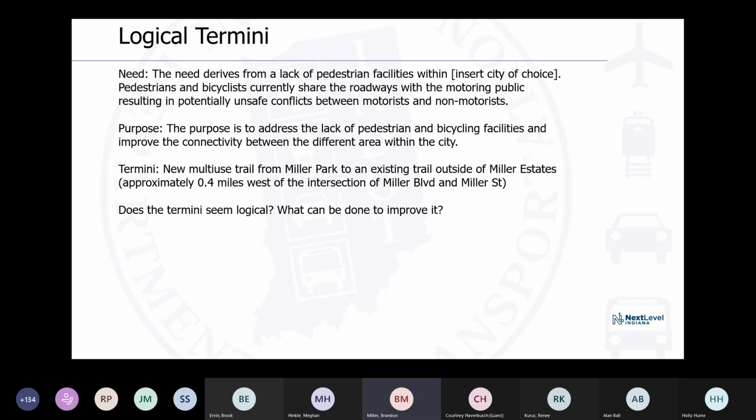And April, we'll get back to your question on the next part, which is independent utility. So logical termini. In this case, it's the same one before about pedestrian facilities. And apparently the termini, it's a new multi-use trail from Miller Park to an existing trail outside of Miller Estates, approximately 0.4 miles west of the intersection of Miller Boulevard and Miller Street. I'm not trying to say my name a lot of times, but I am. Does this seem logical?